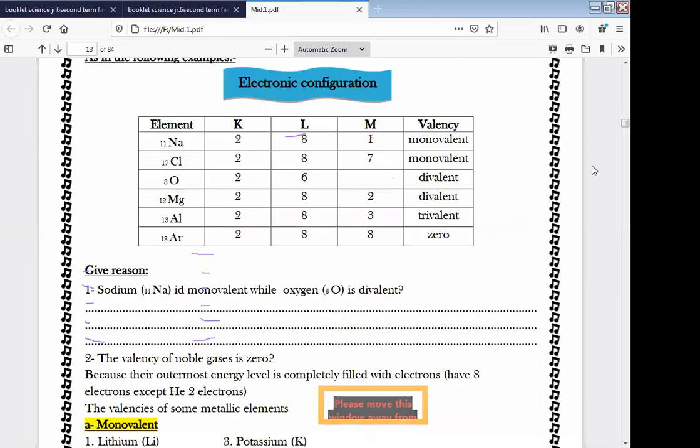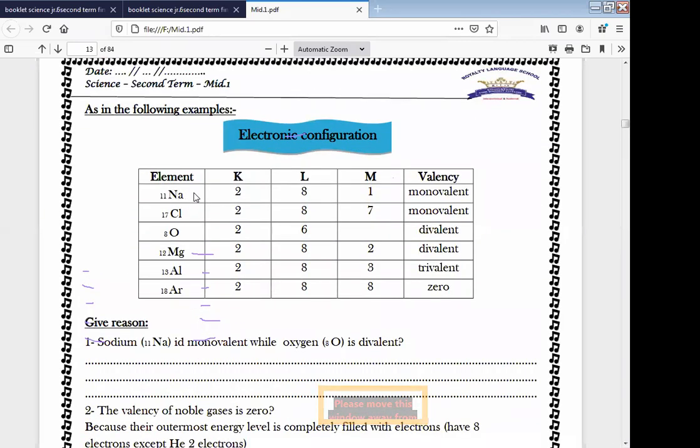These elements: sodium 11, electronic configuration K2, L8, M1. So it's monovalent. Chlorine 17: 2, 8, 7, monovalent. Why monovalent? Because in sodium, the outermost energy level contains 1 electron, so it will lose 1 electron, so it's monovalent. Here it contains 7 electrons, so it will gain an electron. So it's monovalent: gain, share, or lose by 1 is monovalent.